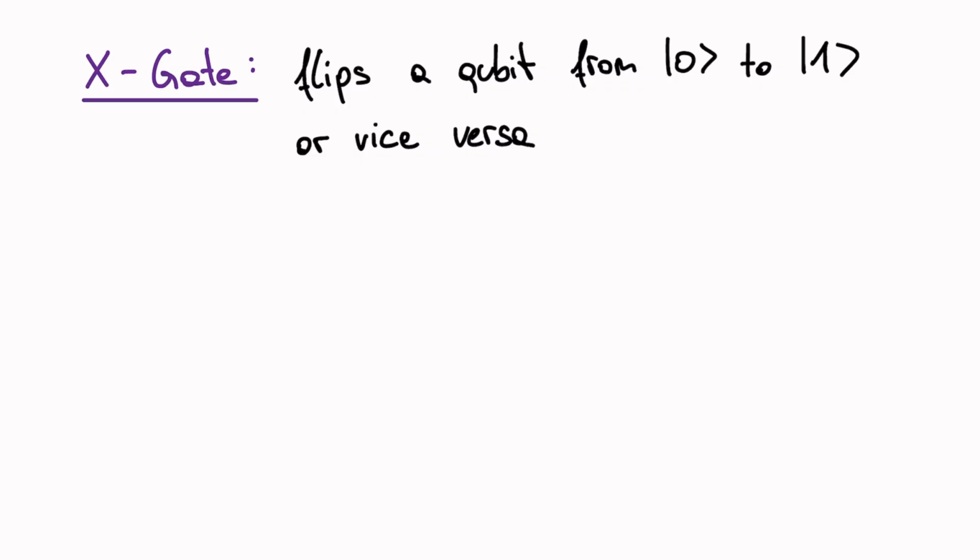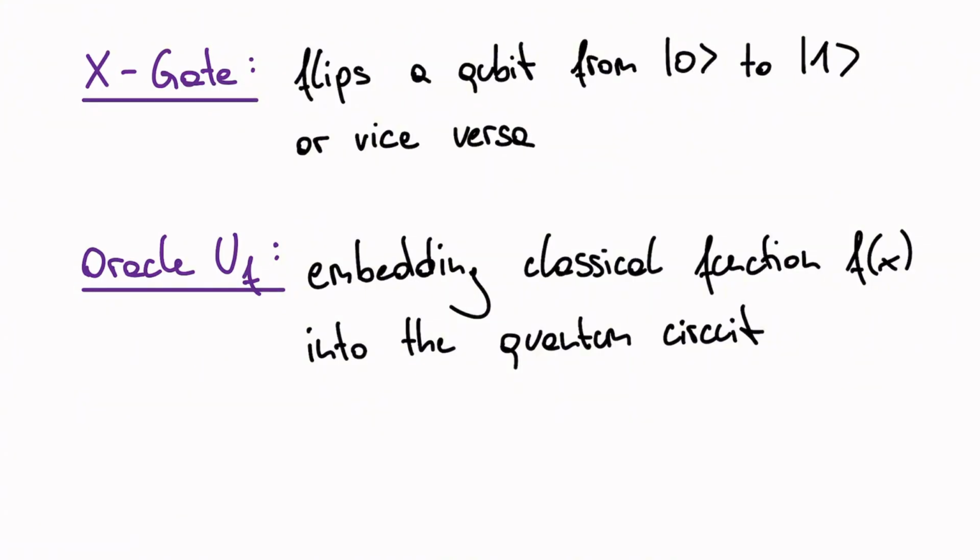The X gate flips the state of a qubit. If the qubit is in state 0, it becomes 1. If it's in state 1, it becomes 0. It's very simple. Next is the oracle, which we usually write as U sub f. This represents the function f of x, the one we're trying to analyze. So the oracle is basically a black box that gets inserted into our quantum circuit. We don't know exactly how it works on the inside, but we do know that it takes the input qubits, performs some internal computation based on f of x, and encodes the result into the output qubit.